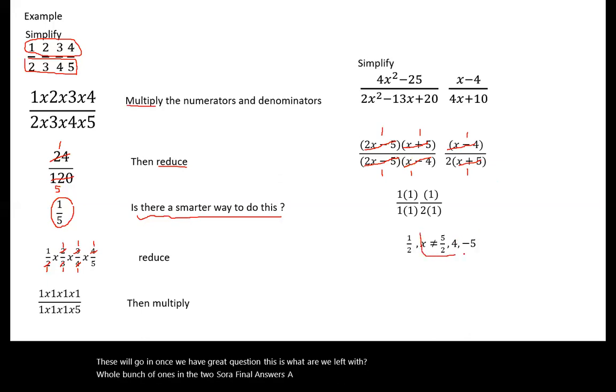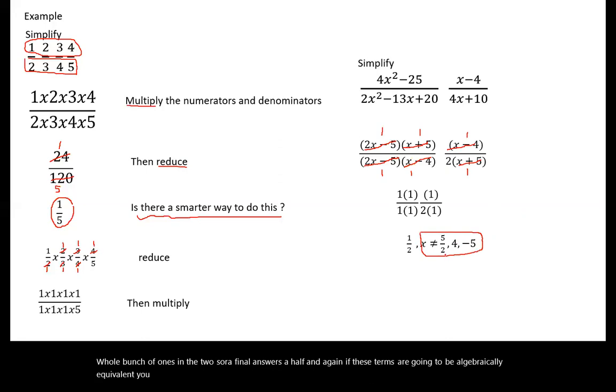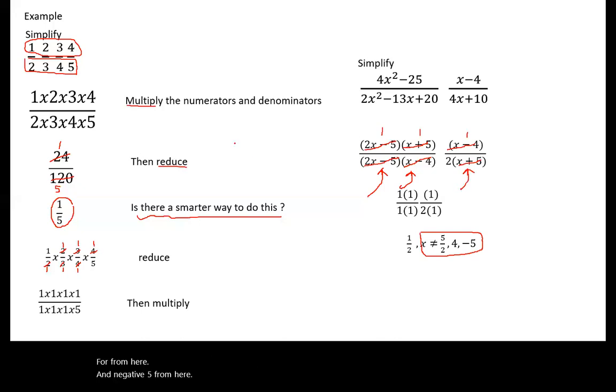And again, if these terms are going to be algebraically equivalent, you must specify any restrictions, because a half is not really the same as that. A half is the same as that if you say that x cannot equal 5/2 from here, 4 from here, and -5 from here. So what did we do again?